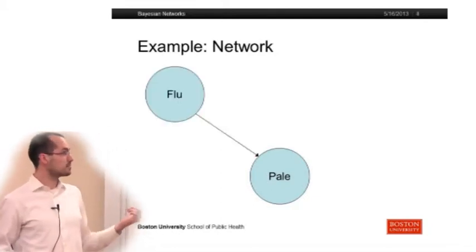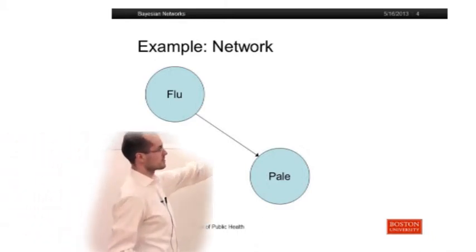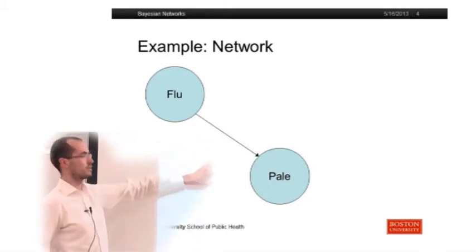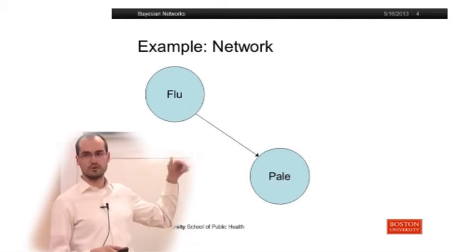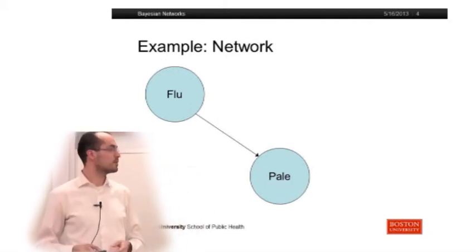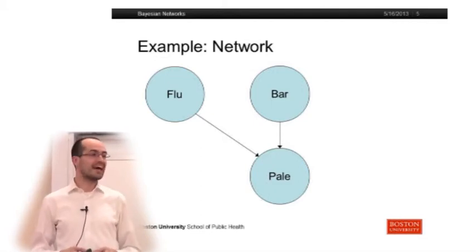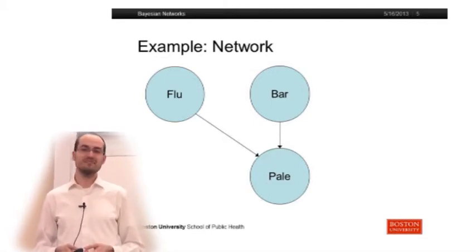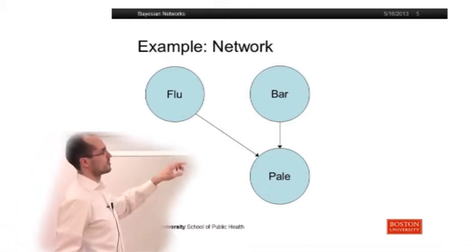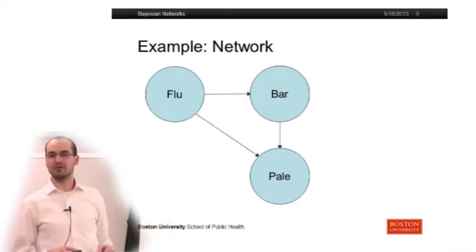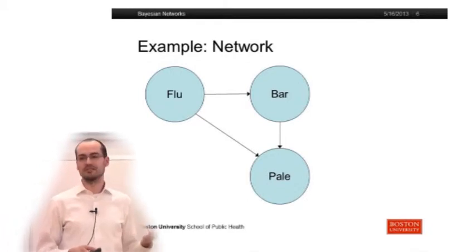So one option is that Joe has flu. We can see these are the random variables, the nodes, and the edge represents the causal relationship that flu causes Joe to be pale. Another option is that Joe went to a bar yesterday, he drank a lot, and he is pale today. We can actually notice that if Joe had flu, he probably wouldn't go to a bar. It would sort of affect this random variable as well.